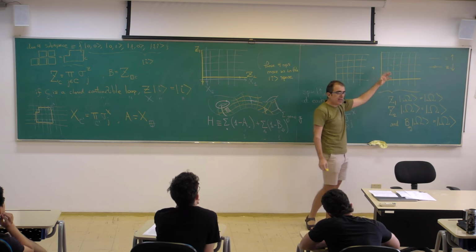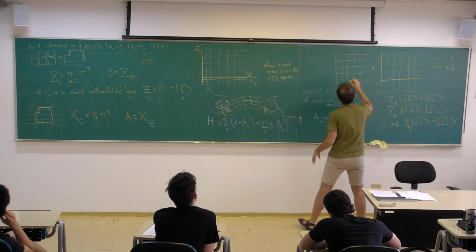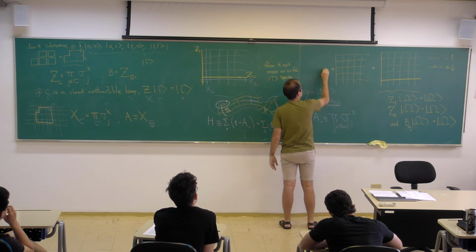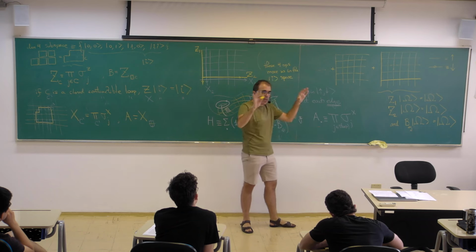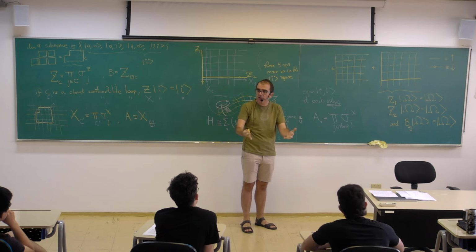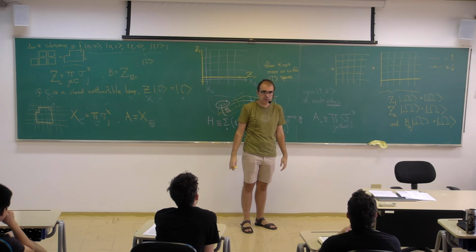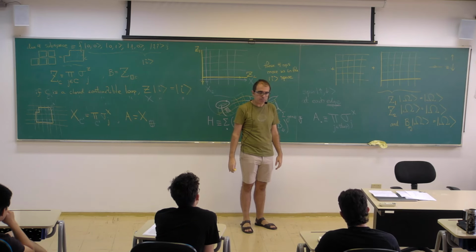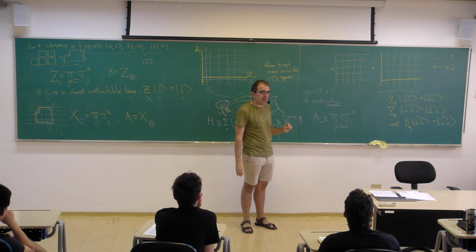So I need to sum over all possible states. There will be many, many states. And if I sum over all possible states like this, I will generate something that will automatically be an eigenstate of all A's. Right? But those states, they have something in common.